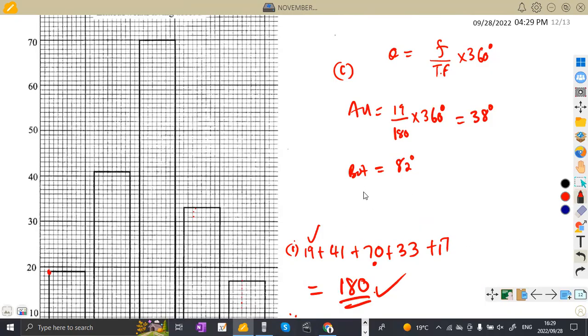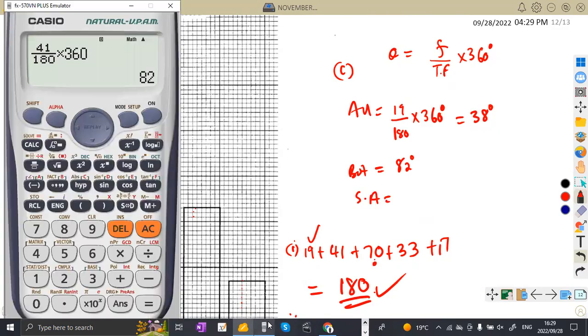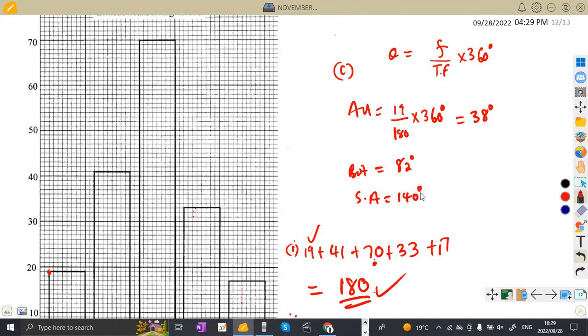We move on to the next country, which was South Africa. Remember, South Africa, they were 70. So we're going to put 70 here. Just as it is, guys, like that. You can see that is actually nothing. Okay, so it's 70 here, which is going to give us 140 degrees.